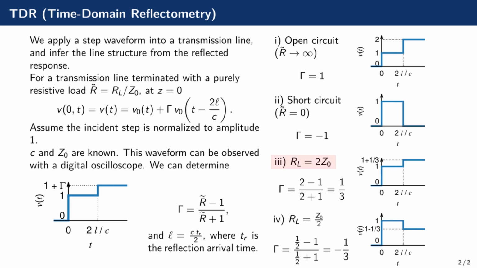Next, consider the case R sub L equals 2Z0. Then the normalized resistance is 2, so gamma is 1/3. If the input step has amplitude 1, the final level becomes 1 plus 1/3, that is 4/3. Similarly, if R sub L equals Z0 over 2, then the normalized resistance is 1/2, and gamma is minus 1/3. So the reflected wave is opposite in polarity, and the final level becomes 1 minus 1/3, which is 2/3.